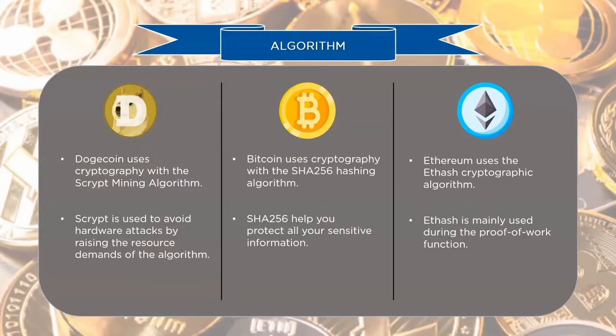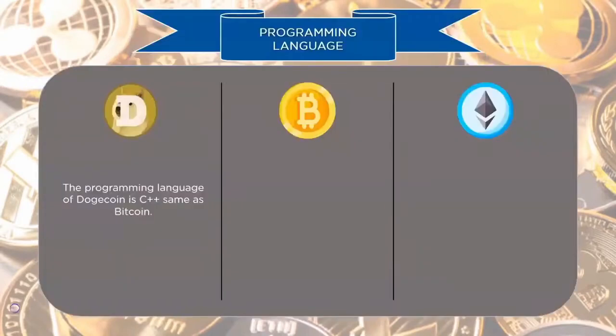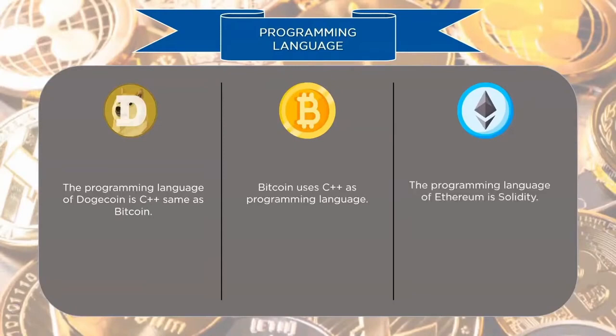Moving on to the following comparison, programming language. Dogecoin is considered to be an altcoin for Bitcoin. Both Dogecoin and Bitcoin use the same programming language, Script. It is a stack-based programming language used to give Bitcoin and Dogecoin software instructions on how to make transactions. On the other side, Ethereum uses Solidity, which is a high-level programming language used by Ethereum for implementing smart contracts.